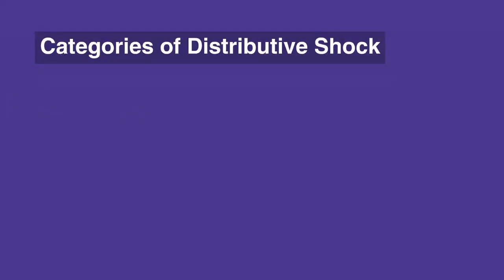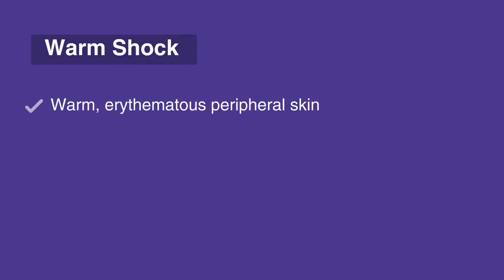Distributive shock is further categorized into warm and cold shock. If the individual is experiencing warm shock, they commonly will have warm, erythematous peripheral skin and wide pulse pressure in the setting of hypotension.